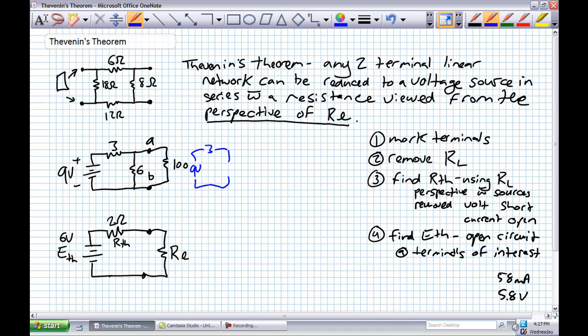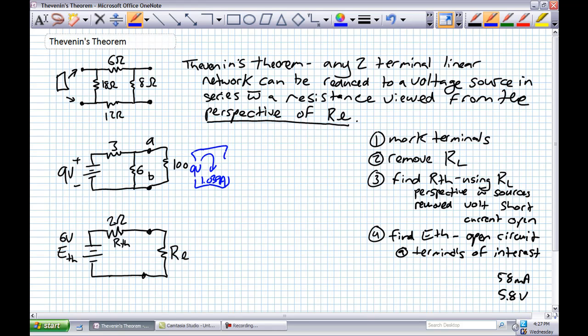5.66 ohms. 2 calculations. 8.66 ohms. Source current, figure it out, 1.039 amps. 3 calculations.